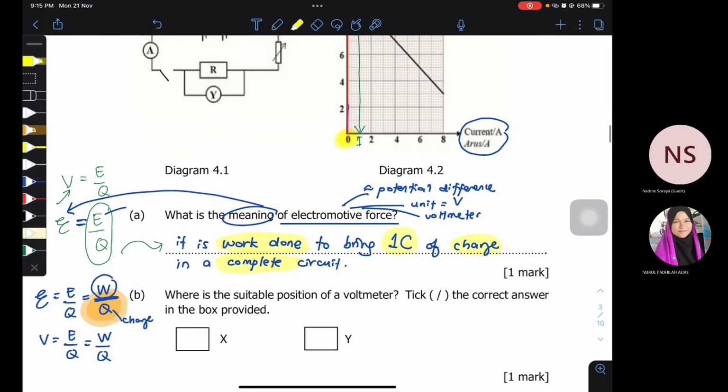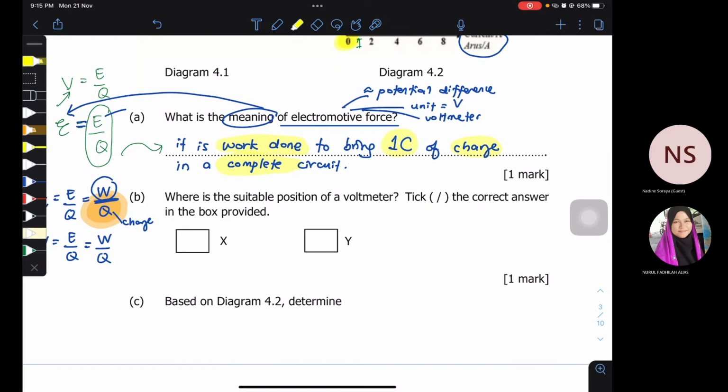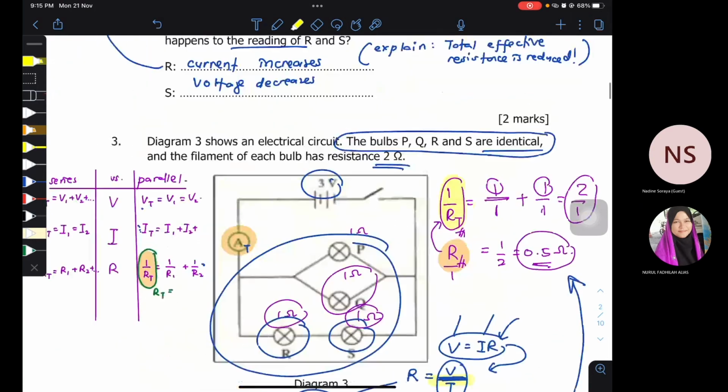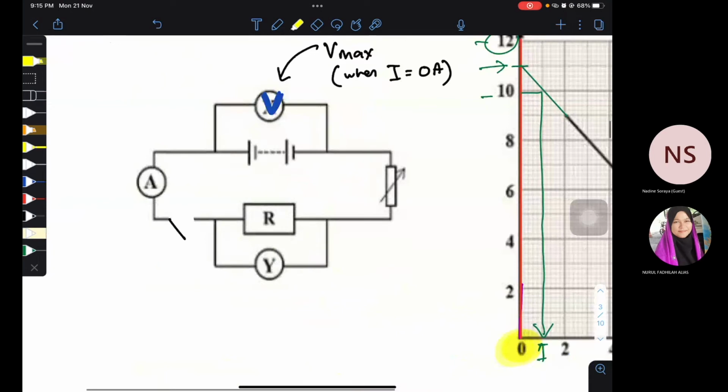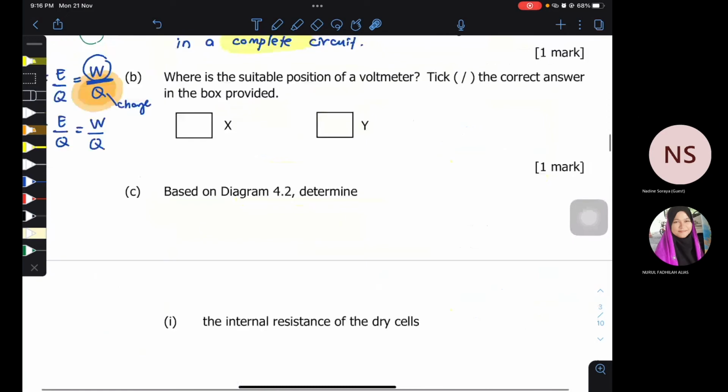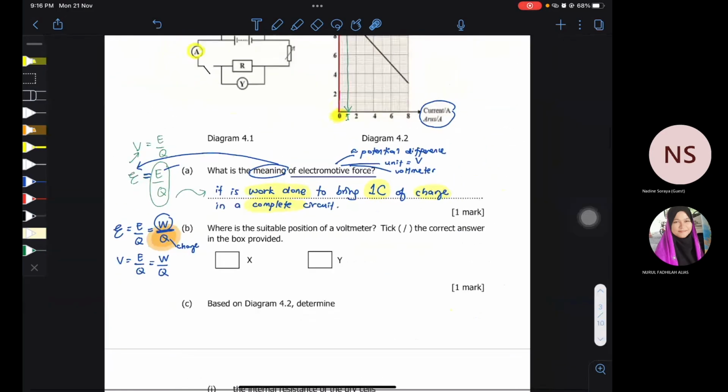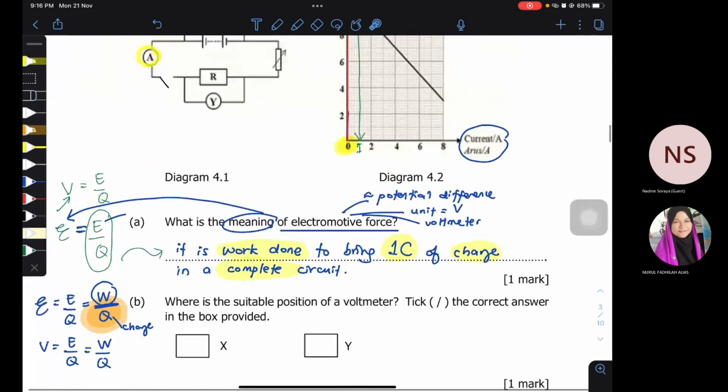Okay, B, where is the suitable position of a voltmeter? Tick the correct answer. Jadi tadi kita dah bincang dalam soalan awal-awal tadi, voltmeter must always be in parallel. Jadi mana yang ada parallel? Terus kita dah buat dah ni. So this one in parallel. Kan? Dia parallel ni. Jadi X tu adalah voltmeter. A ni kat mana? In series. Jadi kita nak X ke Y yang parallel. Jadi that's X.